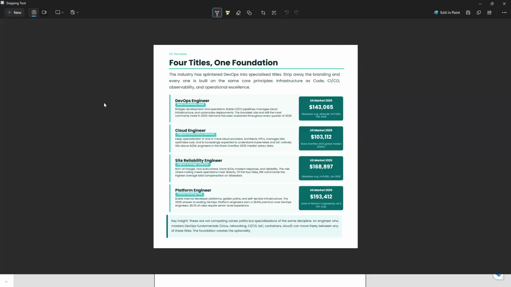This is one of the blogs from where I've taken what their research says. If you see here, they say DevOps is specialized into multiple titles: DevOps engineer, cloud engineer, site reliability engineer, platform engineer.